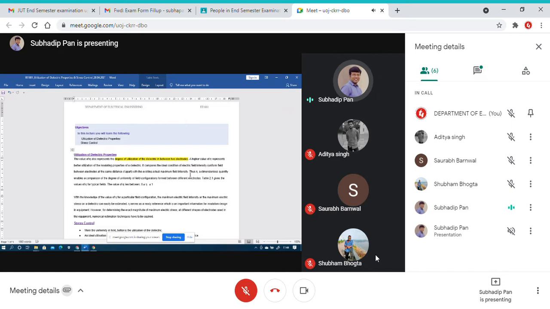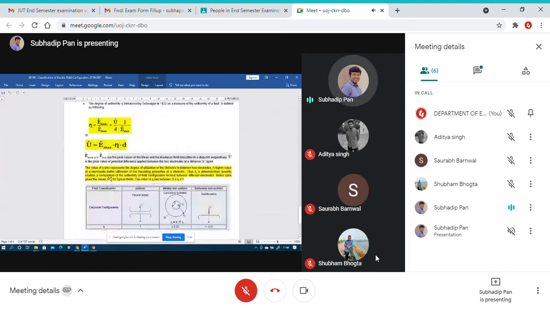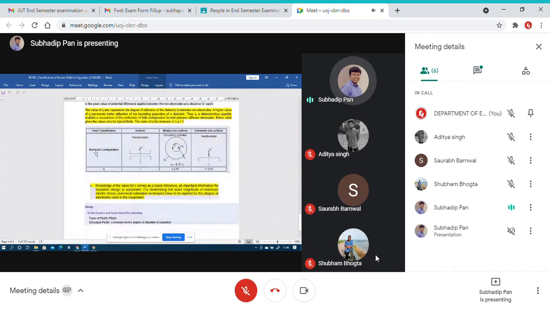Okay, so thus mu is the dimensionless quantity that enables a comparison of the degrees of uniformity of the field configuration formed between the different electrodes. The table which I showed you in the previous lecture defines the value of mu for the electrode configurations: the parallel plates, the cylindrical surface, and the needle plates.